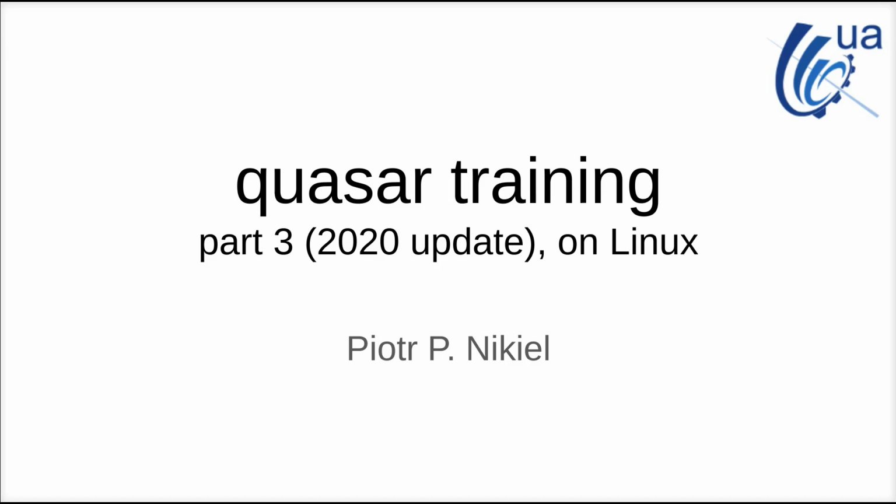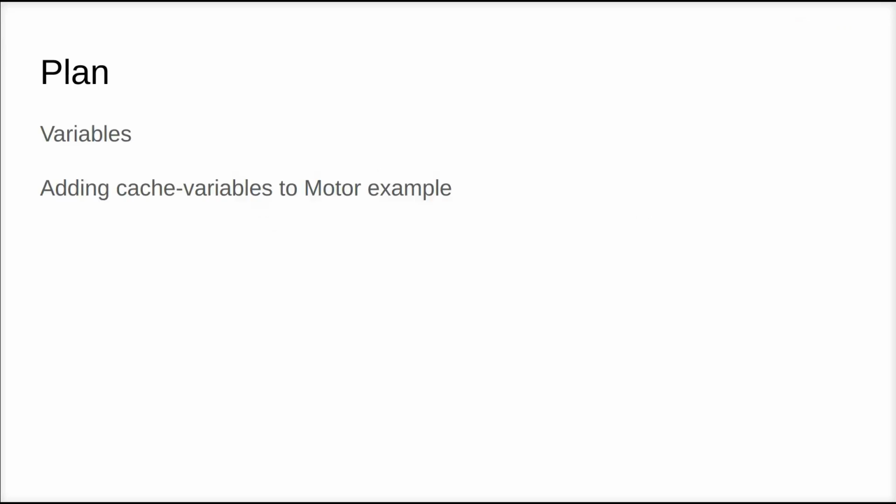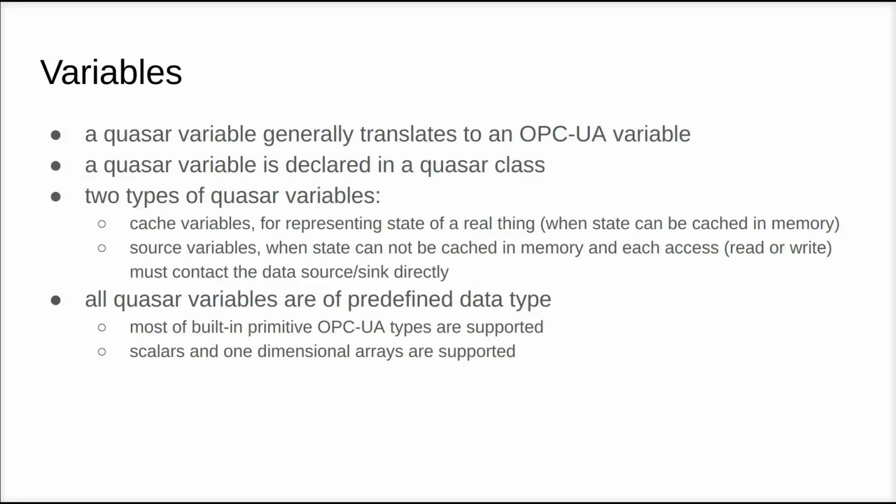For a small recap, in the last part, in Part 2, we looked at how to work with Quasar design, and we added a simple motor class representing some sort of intelligent motor. And in this part, we'll look at variables and especially at cache variables, and we'll add a few cache variables to your motor example.